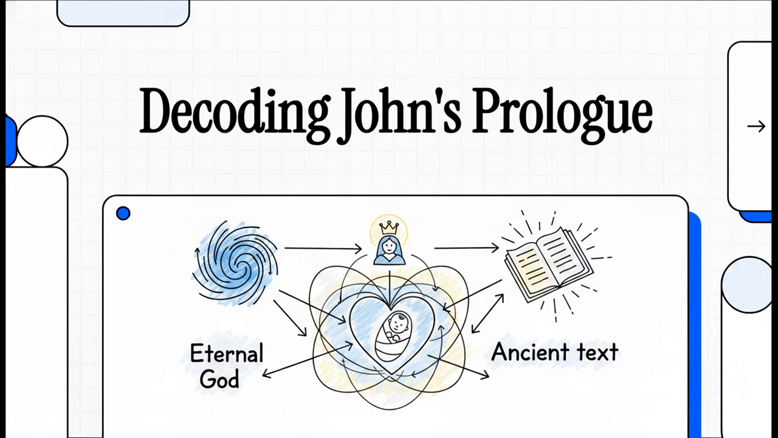Let's jump right in. In this explainer, we're going to unpack the dense, frankly mind-bending literary depths of an ancient text. We're talking about a text that makes the ultimate claim that the eternal God actually became a human baby. It's a massive, world-altering concept, and we're going to map out exactly how the author structured this radical idea.